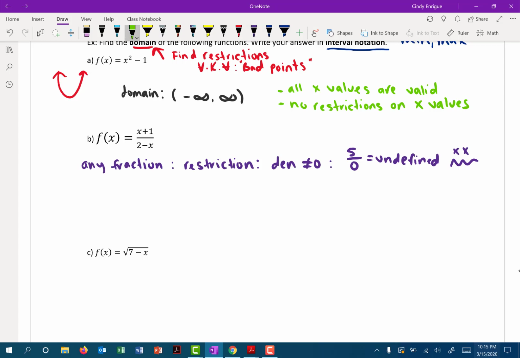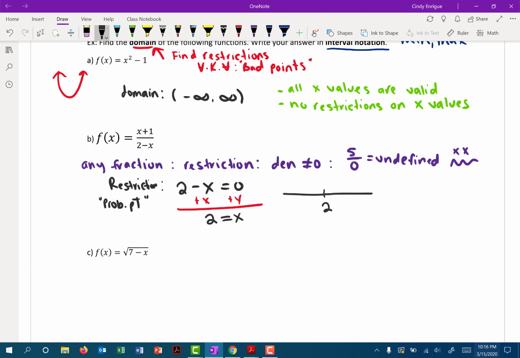So anytime we have a fraction, that's going to be our restriction. So we're going to pinpoint exactly that restriction, and we're going to evaluate that. So we know that 2 minus x is equal to 0. We know that this is going to define our restriction, our problem point. So what I'm going to do is add x to both sides. So I'm going to get that 2 is equal to x. That means if we're looking at it visually on the number line, at 2, there's a hole. That is the only point from negative infinity to positive infinity that would make this entire function undefined. So we have to account for that problem point.